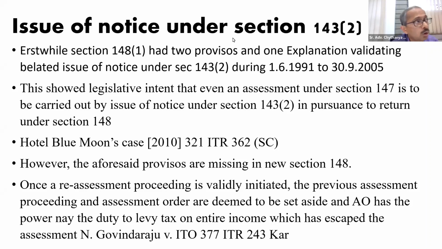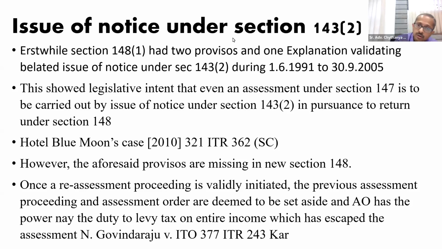So if you look at the old 147, it never stated very vocally that 143(2) notice should be issued. However, there are two provisos and one explanation in the old 148(1), which stated that the notices under 143(2) issued during 1/6/1991 to 30/9/2005, though issued beyond the due date but before the due date for completing assessment, are deemed to have been properly issued. And the explanation which followed these two provisos stated that this fiction would not apply to notices issued on or after 1/10/2005, which indirectly meant that the issue of notice under 143(2) is mandatory.